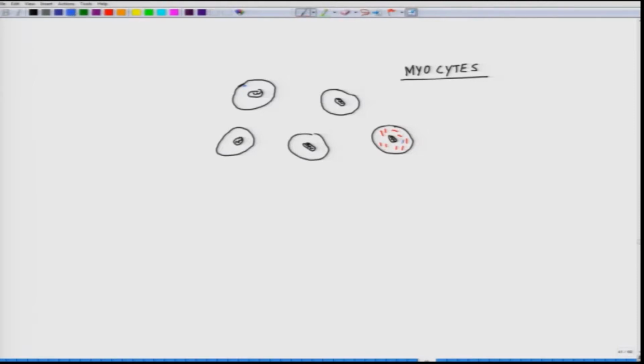Let me pick up two colors, green and blue and red. One of them is called myosin, the other one is called actin. This is one of the hallmarks of a tissue or a cell which will become muscle cells.